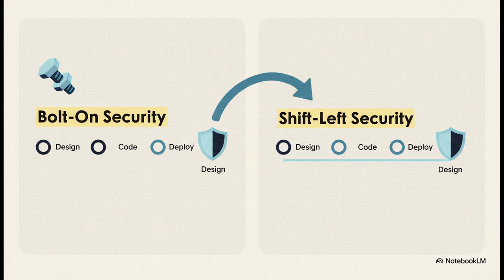So the old way of doing things was bolt-on security. You'd build the whole application, and then right at the very end, you'd throw it over the wall to the security team and say, hey, try to break this. But by then, it's too late. The flaws are already baked into the foundation. Shift left means moving security all the way to the beginning of the timeline. You don't just test for security at the end, you design for security from day one.